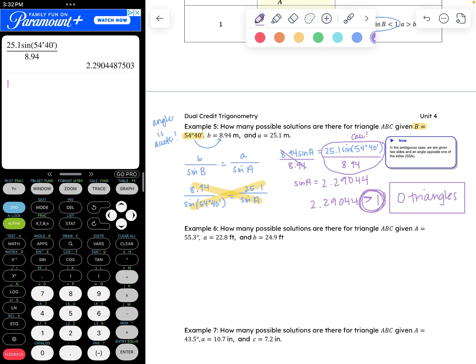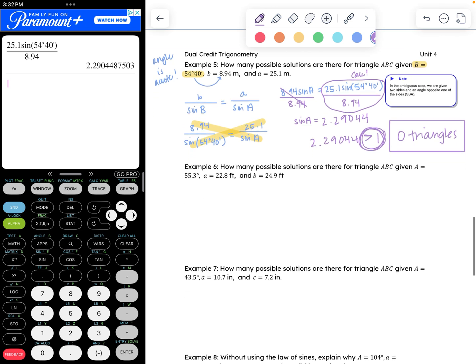Let's look at the next one. Example 6, how many possible solutions are there for triangle ABC given angle A? So back to angle A. So this one's going to match up a little bit nicer with our table. Angle A is 55.3 degrees. Side a is 22.8 and side b is 24.9. So if I'm looking at this, the angle matches up with that side a. Angle A, 55.3, is also an acute angle.